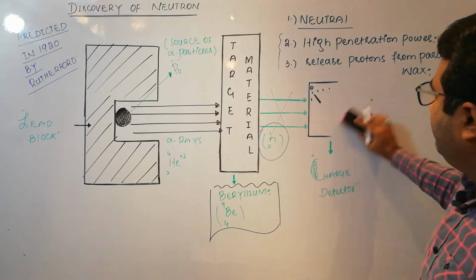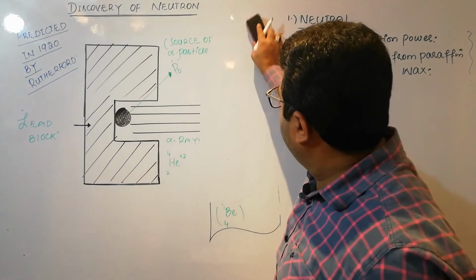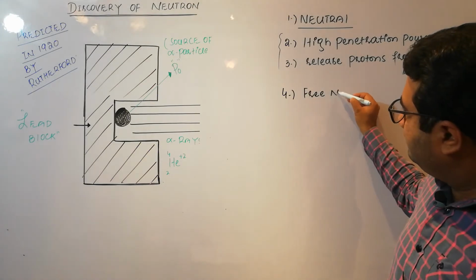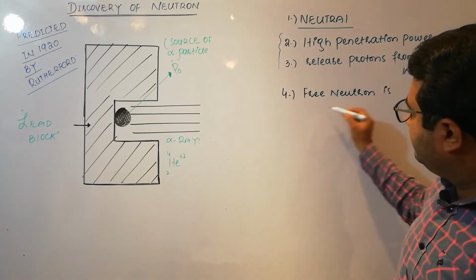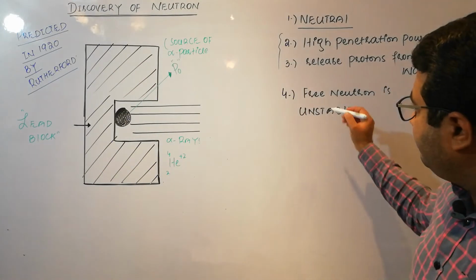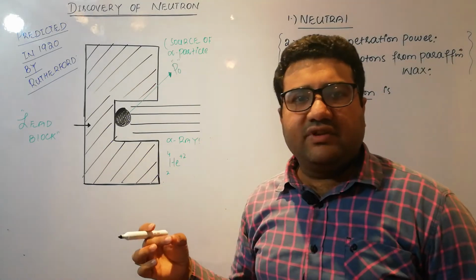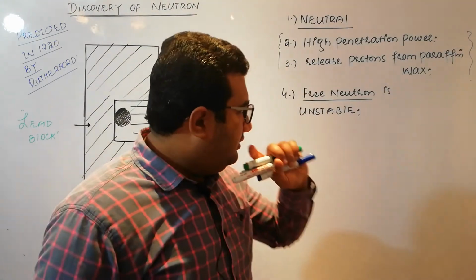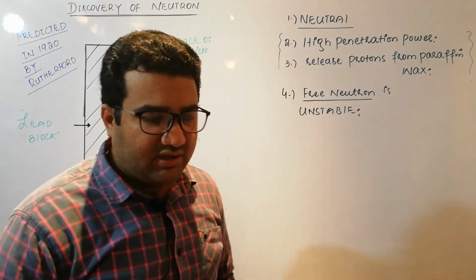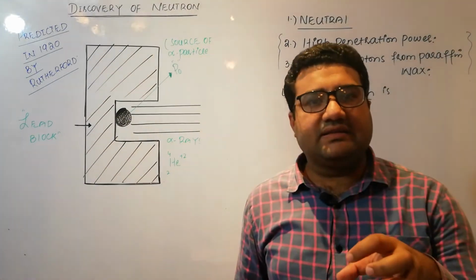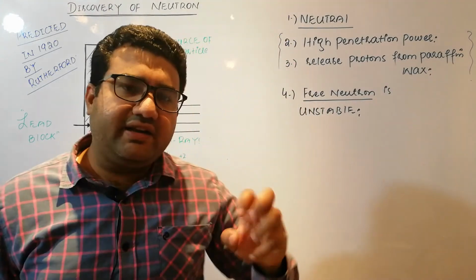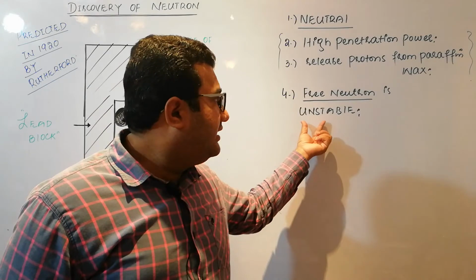Now the next one. The fourth property: a free neutron is unstable. First of all, you must have an idea of what a free neutron is. A free neutron is a neutron which is not present in the nucleus. The neutron which is present in the nucleus is the bonded neutron, and the neutron which is outside the nucleus is the free neutron. Whenever the neutron is present within the nucleus, it is highly stable because it has huge affinity and love for the proton. But when the free neutron is outside the nucleus, it is highly unstable.